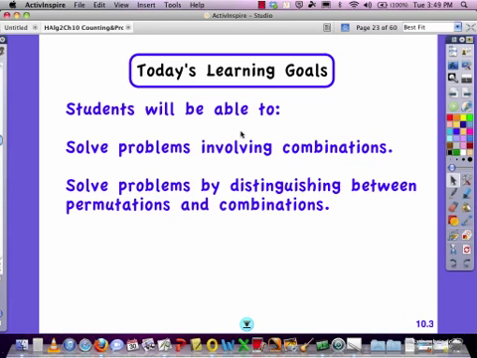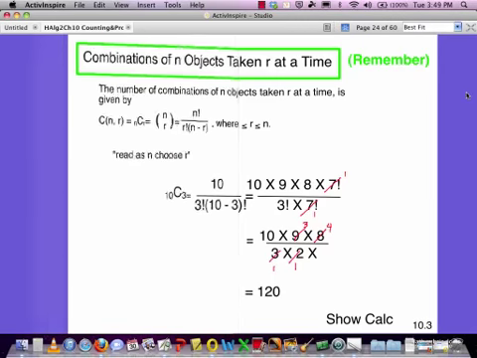Okay, our next section is all about combinations. And as you can see, we're going to solve problems including combinations and solve problems by distinguishing between the permutations we just learned about and the combinations that we had worked on in a previous chapter. So let's take a look at what's going to happen.